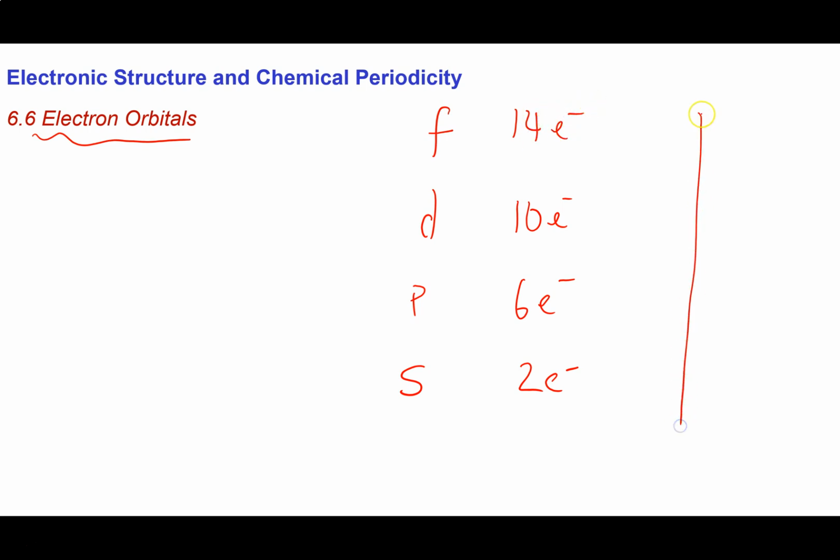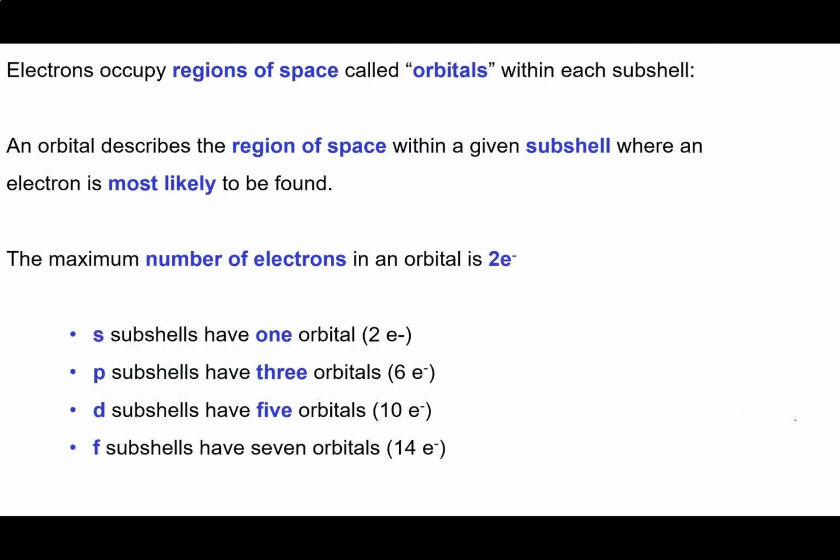So we would be expecting, as we move through this series of subshell types, an increasing number of orbitals. Electrons occupy regions of space called orbitals within every subshell. An orbital describes the region of space within a given subshell where an electron is most likely to be found. The maximum number of electrons that can be placed into an orbital is 2.